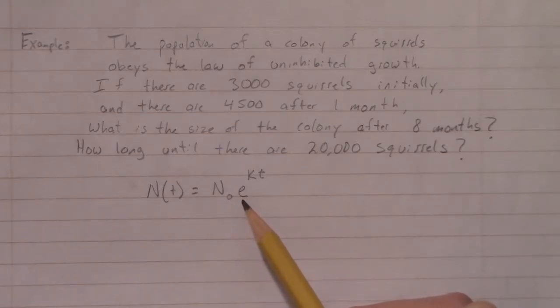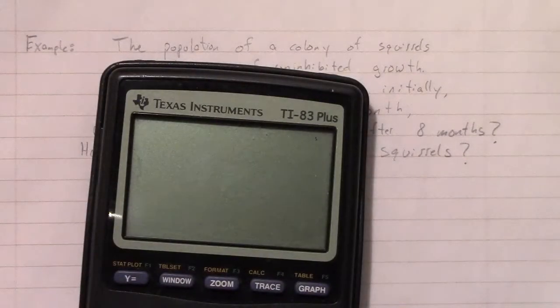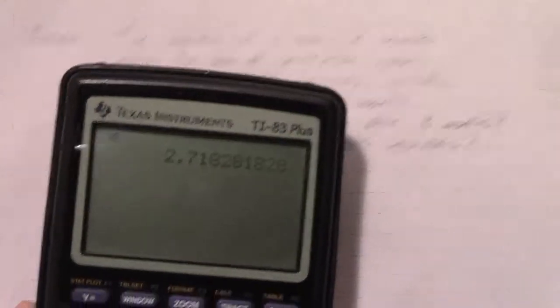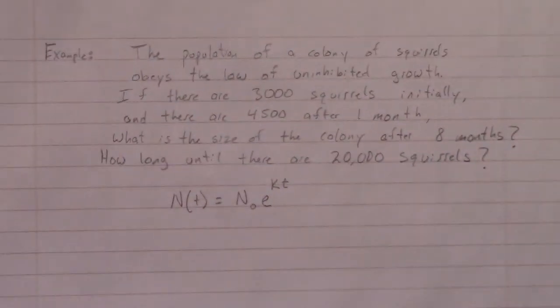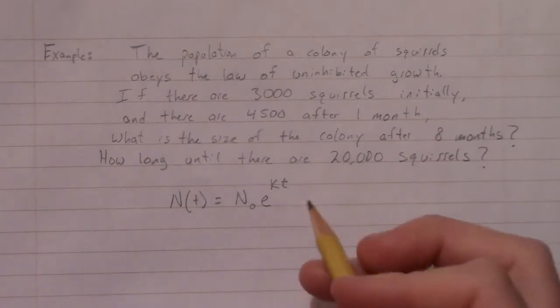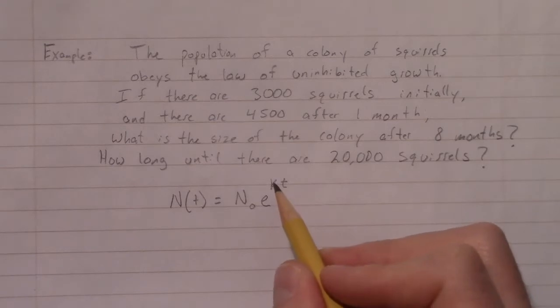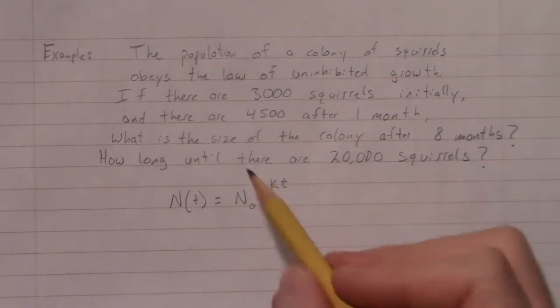e is, again, that magical number. We can calculate it with a calculator. We're just using second, and then the division sign, is approximately 2.718, so that's just a constant. k is also going to be a constant, but we don't know what it is yet, and time will vary. So we need to figure out the growth rate here of the squirrels, and that's the first thing that we're going to do, because we're given some clues.